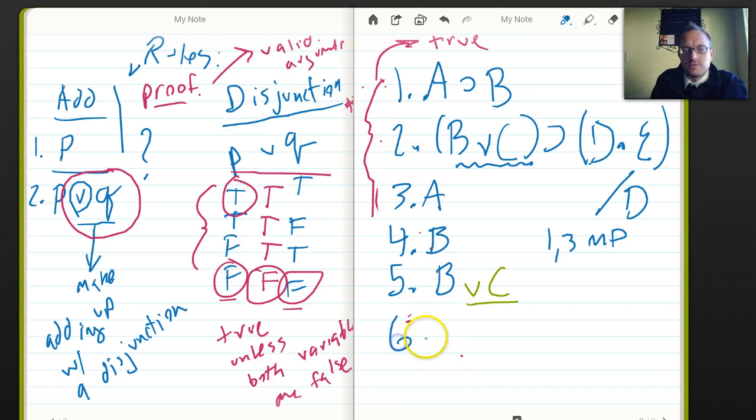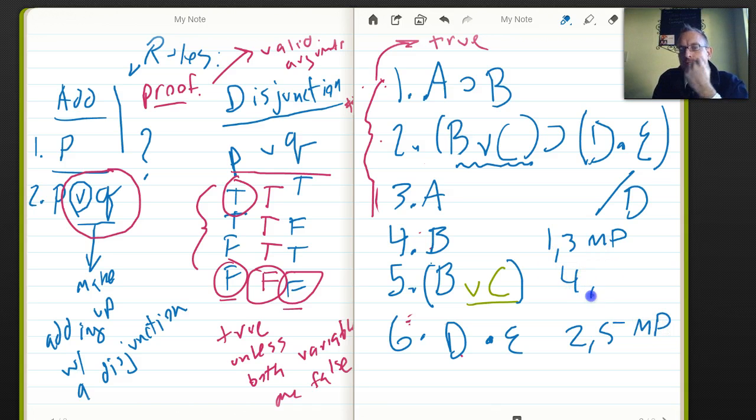So let's go here to number 6. Now that I have B or C, essentially I have the same thing here in line 2, that I need to get D and E. So that means I can use the rule of modus ponens again, except in this case I'm using lines 2 and 5 for modus ponens. And this was line 4 addition. And then number 7, I want to get D by itself, so I can use the rule of simplification. So that's line 6, simplification.